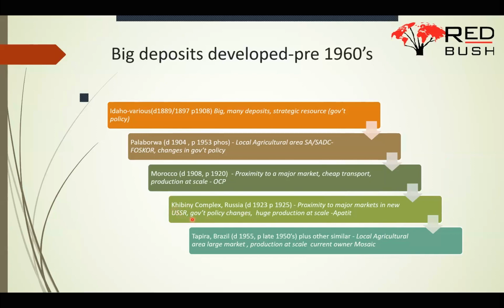Government policy changes with the USSR coming in. They can do huge production at scale, and the capital cost in the early USSR is less of an issue than actually getting product out.